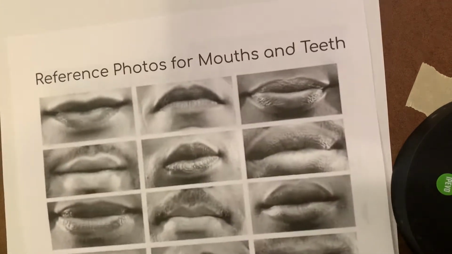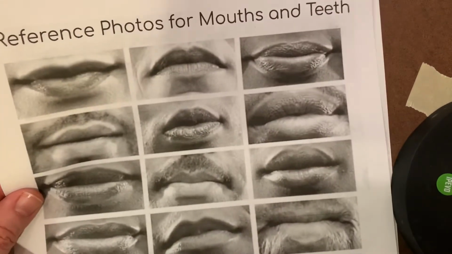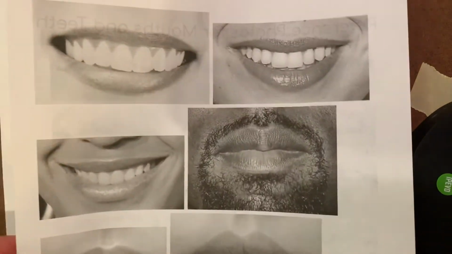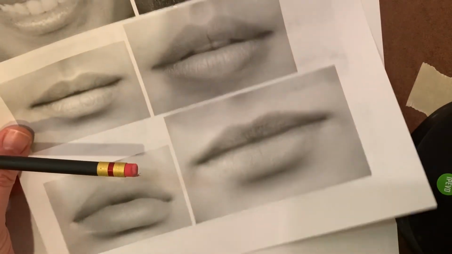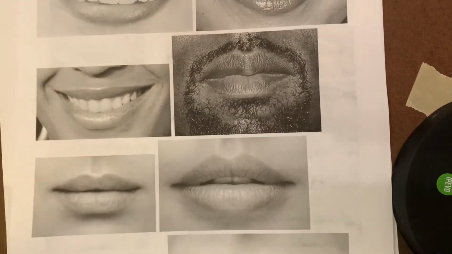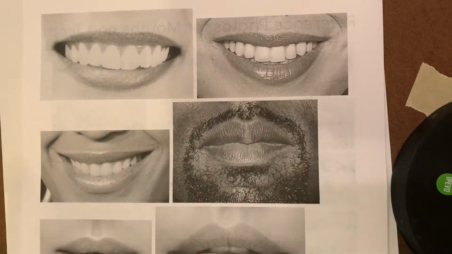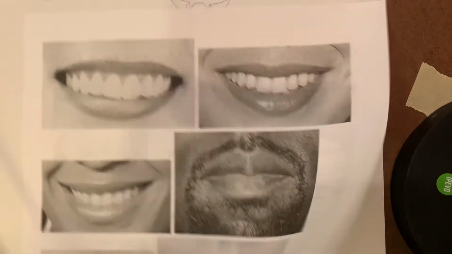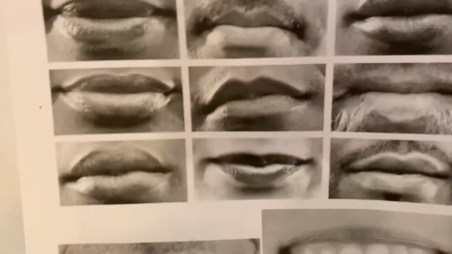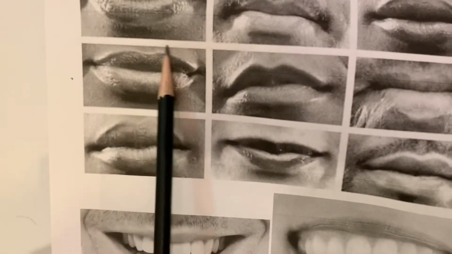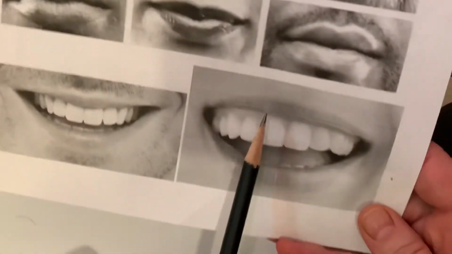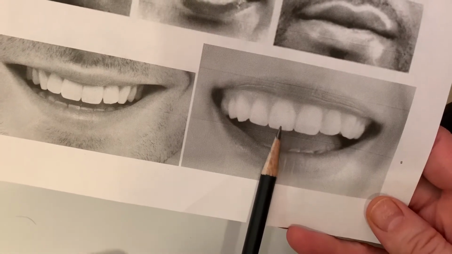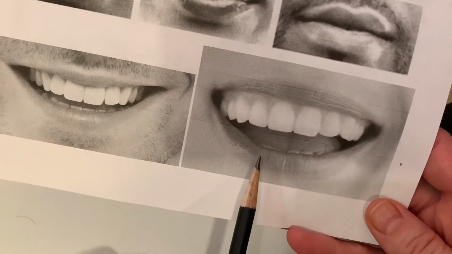You'll see in Schoology there's an attachment with some references, lots and lots of mouths, some with teeth, some closed, just showing the lips. You're going to choose three of these, and at least one needs to be a shot of teeth. I'll be drawing this one right here as my closed mouth, and this one right here. Both of these are on the front page, the open mouth.